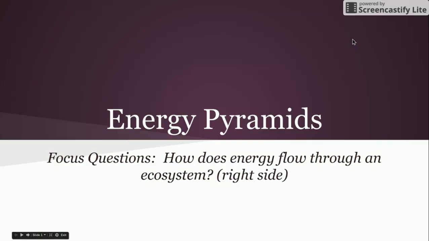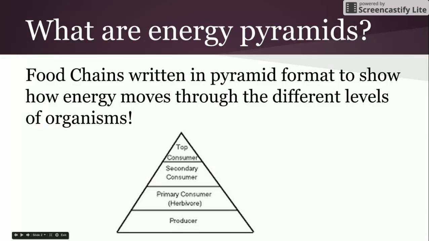Okay, so today we're going to talk about energy pyramids, and our focus question is how does energy flow through an ecosystem? And this goes on the right side in your notebook. So what are energy pyramids? These are just food chains written in pyramid format to show how energy moves through the different levels of the organisms.